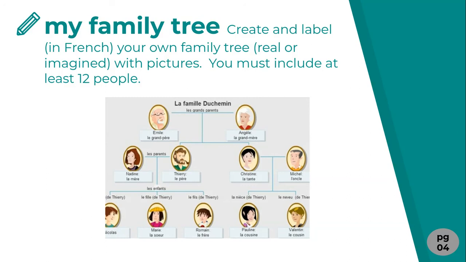So create and label in French your own family tree, real or imagined with pictures. Stick faces are fine with a circle and the 2 dots for eyes and a smiley face, and then draw some hair. You must include at least 12 people. So on this example, we have grandparents, we have parents, we have the kids, and then we have one set of aunts and uncles and some cousins.